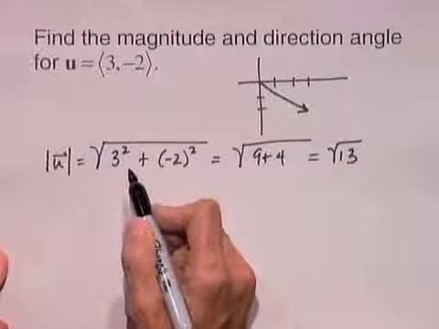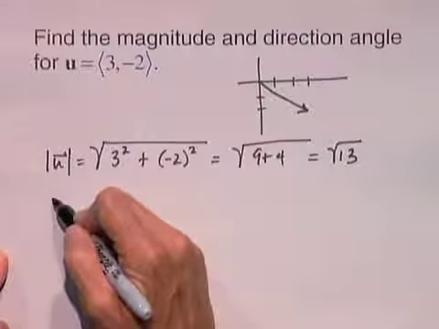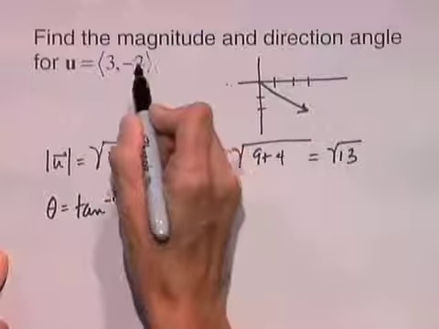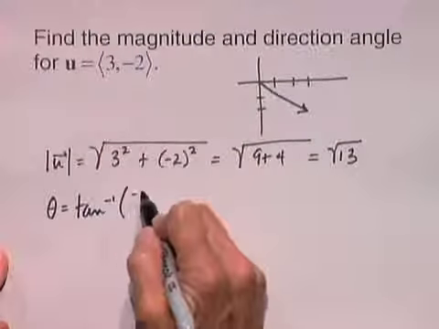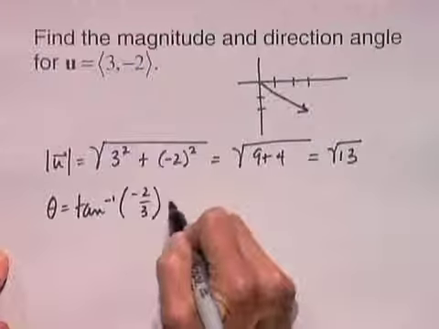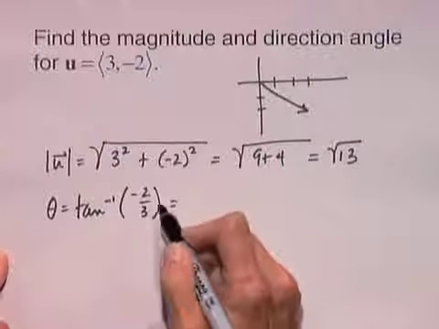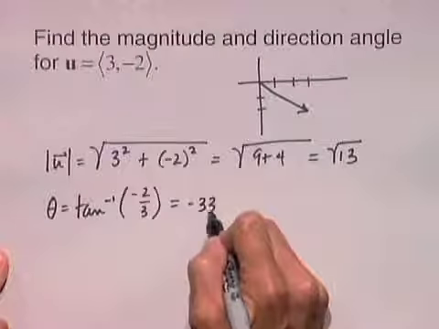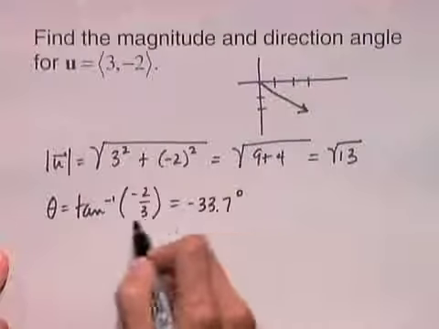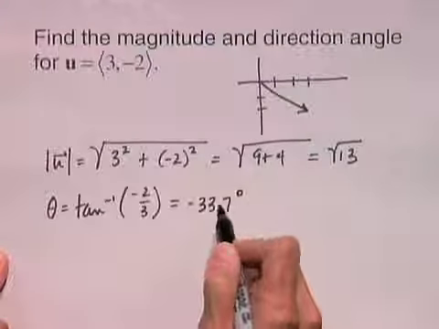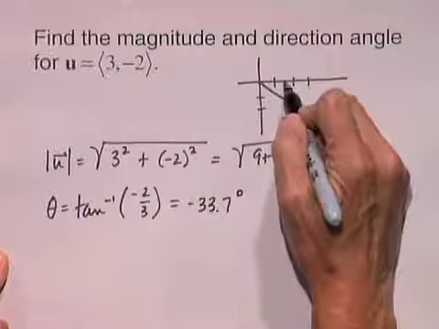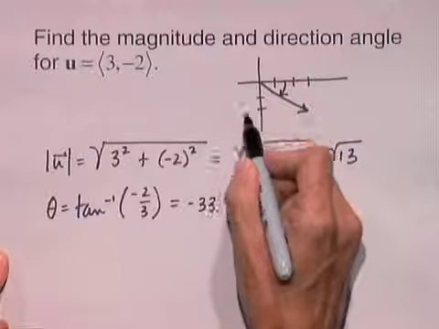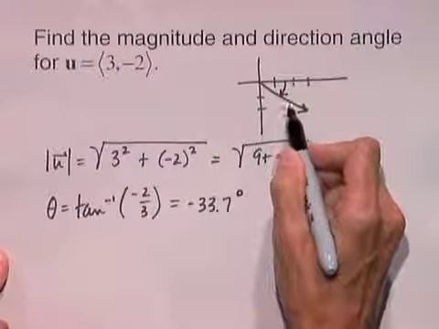To get the direction angle, to find theta, I'll use the inverse tangent of the second coordinate divided by the first coordinate, or the y over x. And if you find this on a calculator, you'll see that it comes out to -33.7 degrees, again with the help of a calculator in degree mode. Now -33.7 degrees is this angle, which is the reference angle for the positive direction angle for the vector.